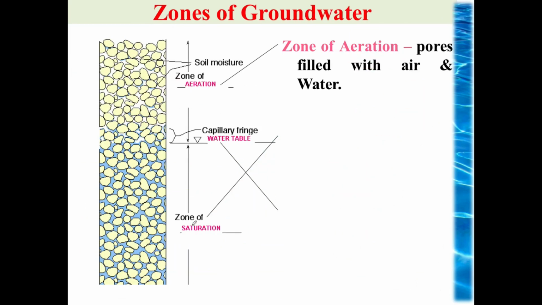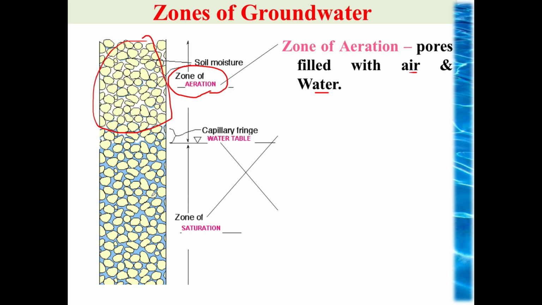Now, to understand groundwater very well, we have to understand the zones of groundwater. It is also known as the profile of groundwater. In the zones of groundwater, there are two important zones. The first one is the zone of aeration. Aeration here refers to air. This is the zone where the pores are filled with air and water, up to here. These pores, or the spaces between the soil grains or rock particles, contain both air and water. That's why it's known as the zone of aeration.